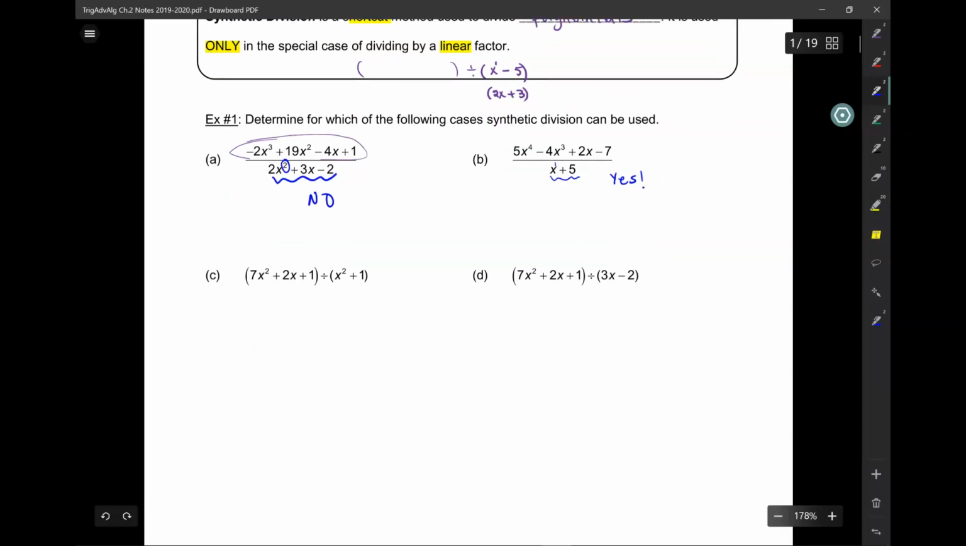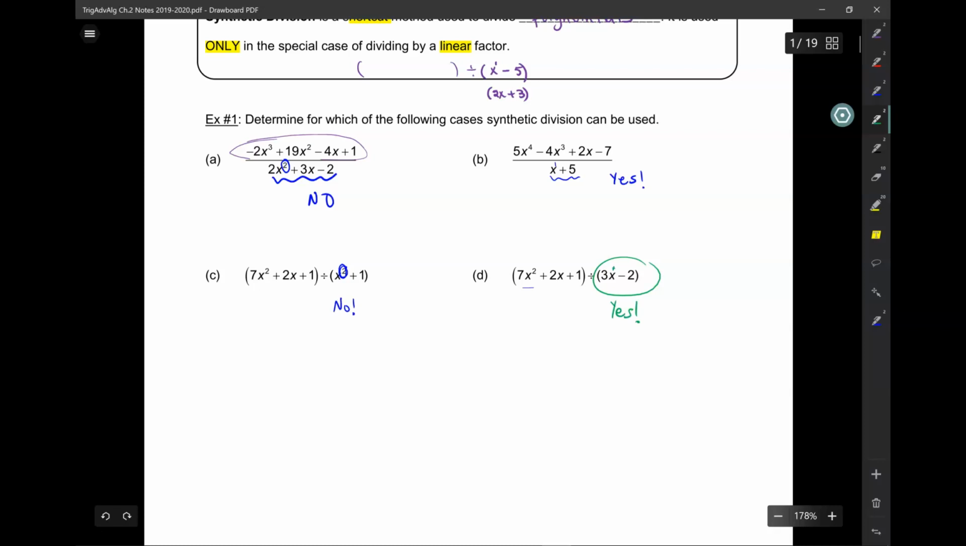Look at this. We have a polynomial function divided by x squared plus 1. Nope, that square, it doesn't work. Here we have a polynomial function. I'm not even looking at what that first polynomial function says. But here I have 3x minus 2. It doesn't matter that there is a 3 in front of the x. All that matters is that it's x to the power of 1.